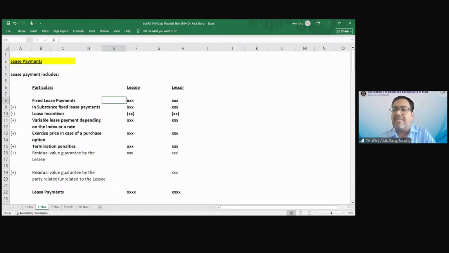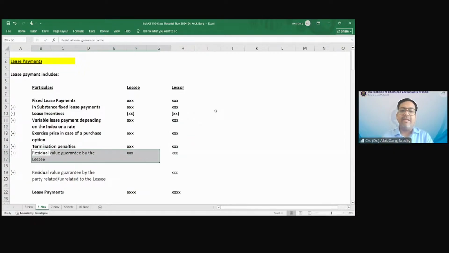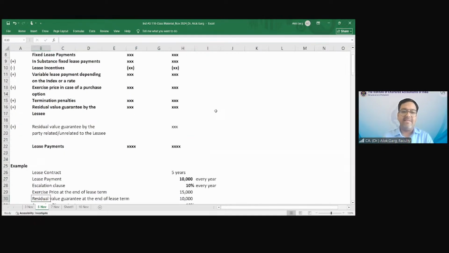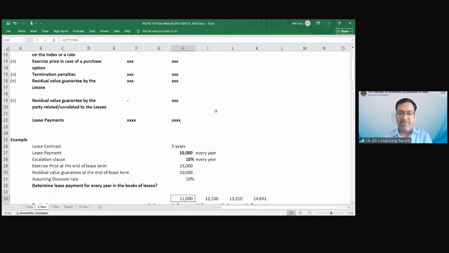Fixed lease payment. If the lessee will pay 100 rupees fixed, then what will the lessor say? I will receive 100 rupees, right? So the word is lease payment, and it is an outflow for the lessee and an inflow for the lessor. Residual value guarantee by the lessee. Now coming to the last one: residual value guarantee by a party related or unrelated to the lessee. It is not there in the lessee part, but it is there in the lessor part, right? So this is the meaning of lease payments.